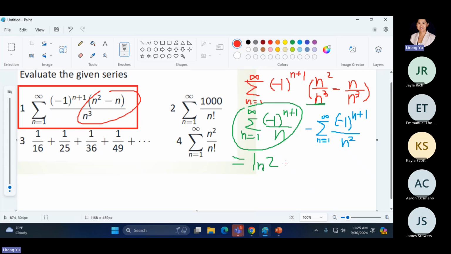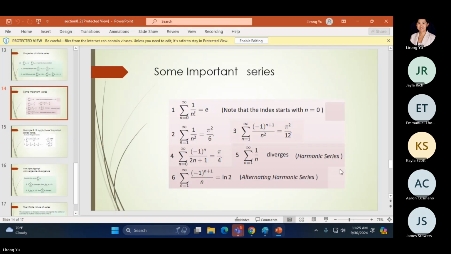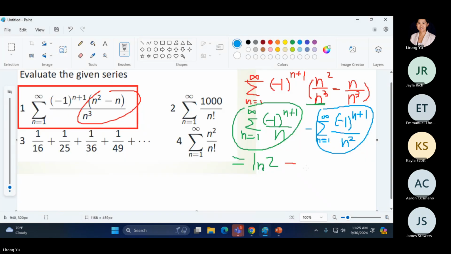And then there's minus, and then the blue one also looks similar to one of the special series. It's the number 3, right? And we have a value of pi squared over 12. So that's pi squared over 12. Any questions? That's the first example. So basically having those special values already calculated for us, we were able to simplify this calculation.